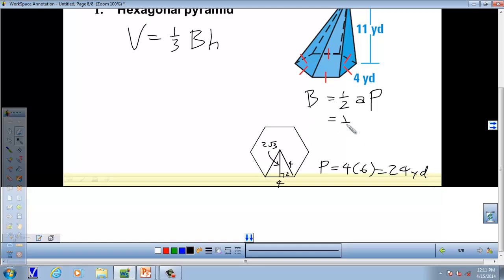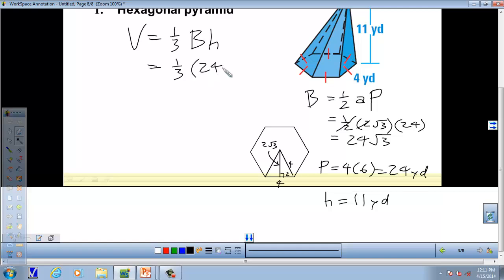For here, we get 1/2 times the apothem, which is 2 rad 3, and the perimeter is 24. I'm going to go ahead and just cancel out the 1/2 and the 2. And we get 24 rad 3 for the area of the base. Our height ends up being 11 yards. So we have 1/3 times 24 rad 3 times 11. I'm going to simplify one more time and give this an 8 here, because 1/3 of 24 is 8. This gives us 88 rad 3 cubic yards.